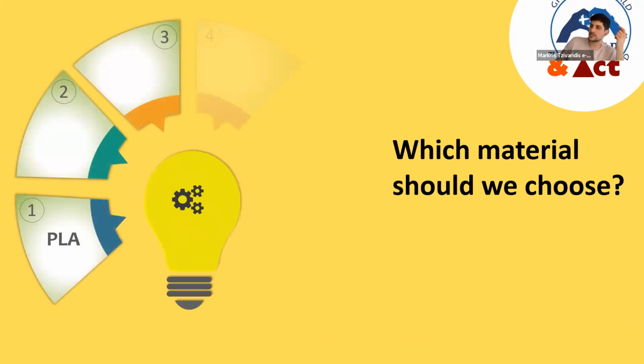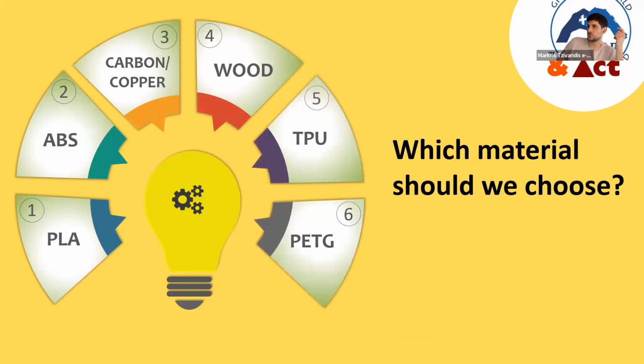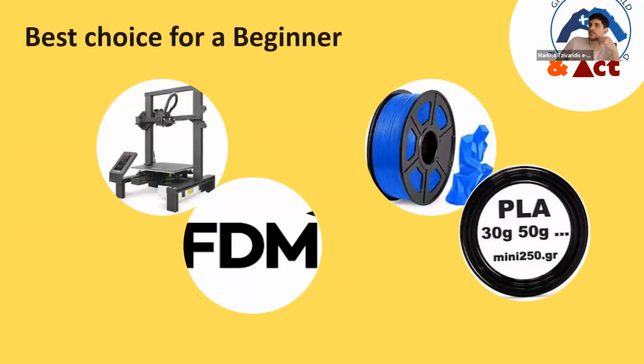So, what type of material would you choose, and what type of printer would you choose? The best choice for a beginner, the one that we suggest at Enable, is an FDM printer and a PLA filament. Why is that? Well, the FDM printer and the PLA filament are perfect because they are office friendly and environmentally friendly, so you can use them wherever you want.